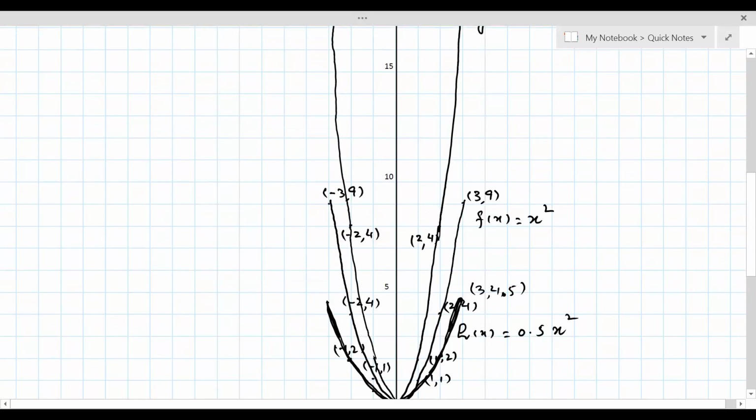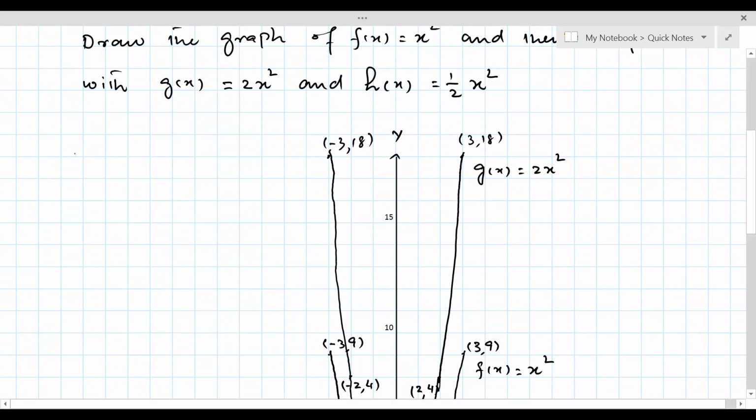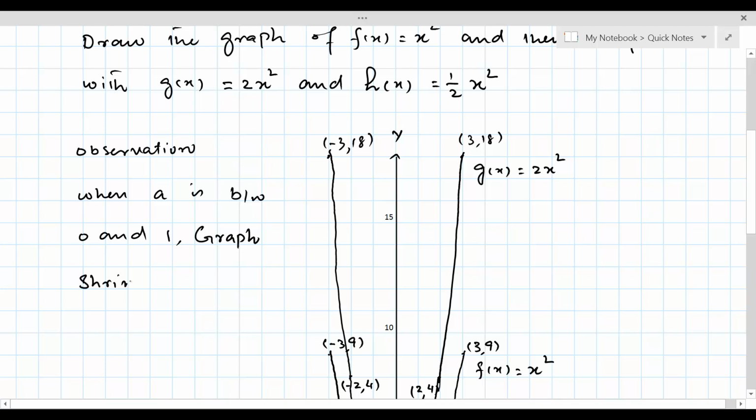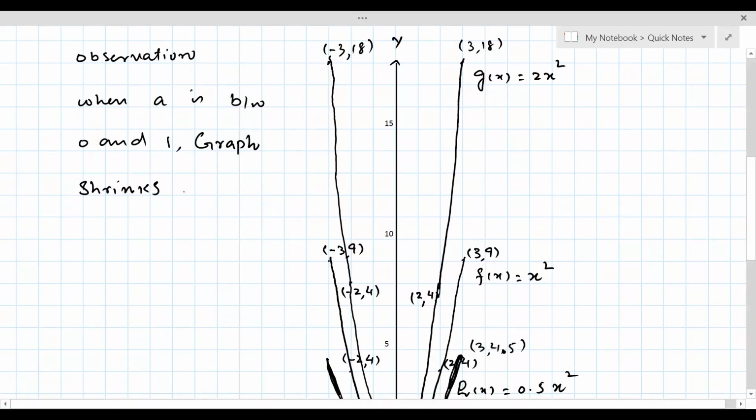So we observe that when A is between 0 and 1, the graph shrinks and becomes wider.